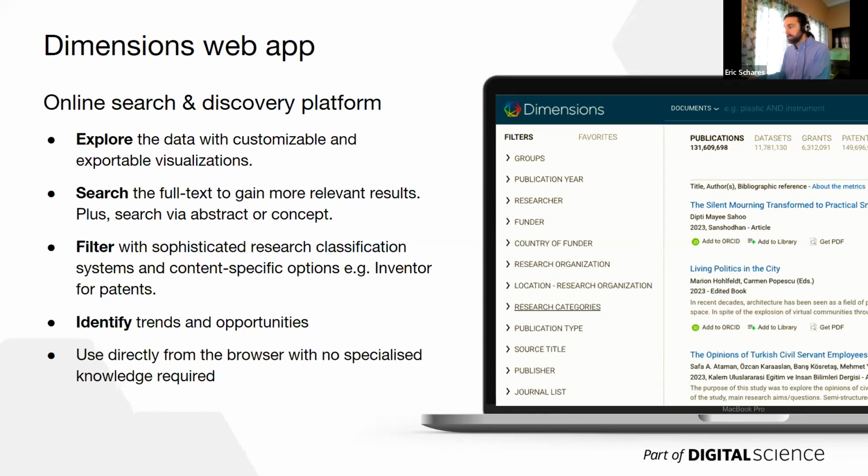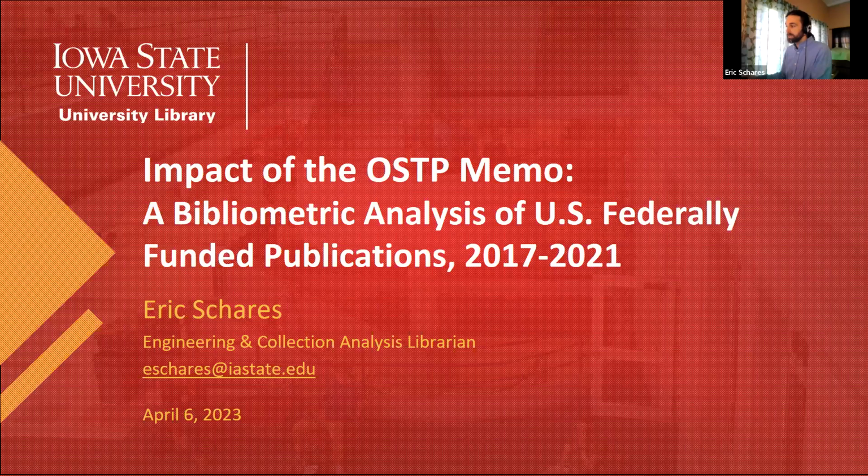My name is Eric Schares, Engineering and Collection Analysis Librarian at Iowa State University. And I'm going to talk about this research study that I did on the impact of the OSTP memo, a bibliometric analysis of US federally funded publications 2017 through 2021. You try to have a descriptive title, but then when you have to read it out loud, you realize that, hey, this is actually pretty long.